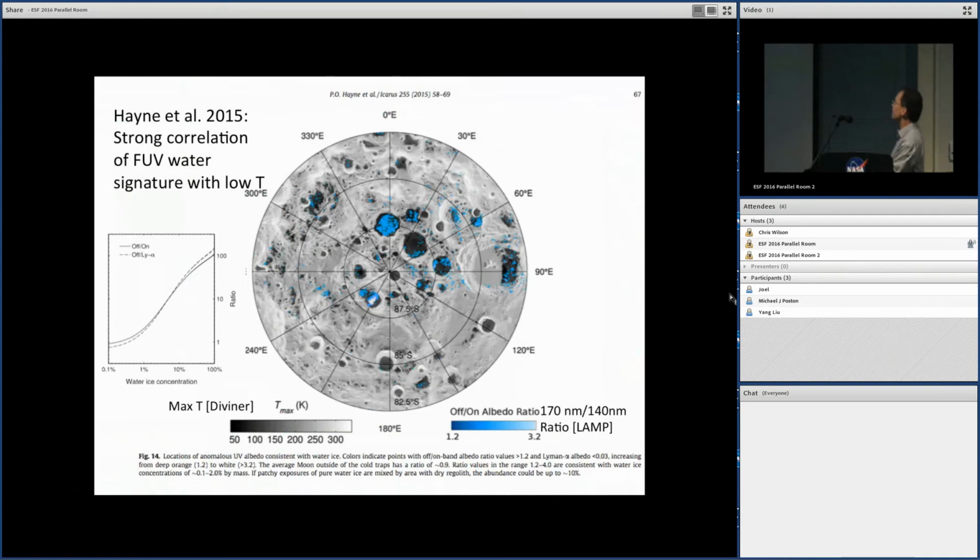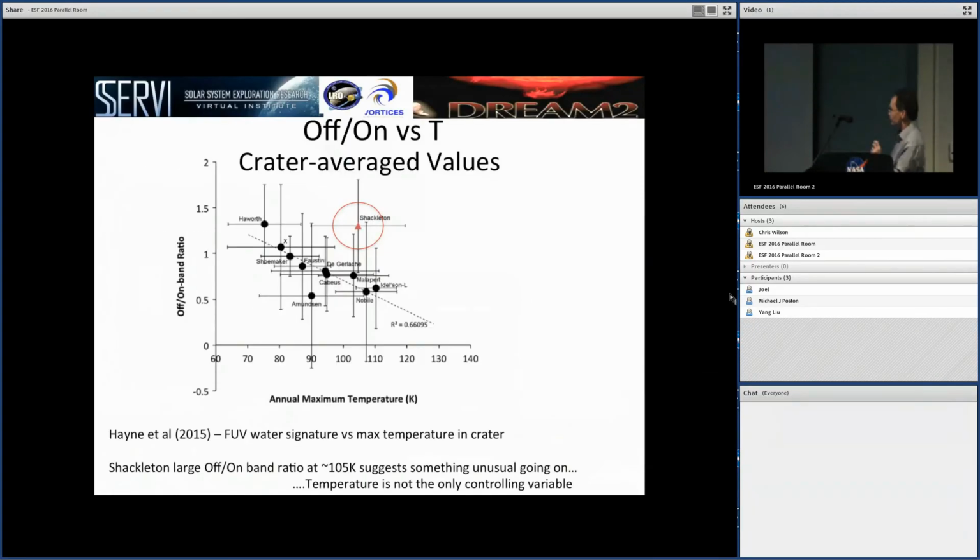And Paul Hayne last year actually had a great paper where he calculated and mapped these off and on bands within the polar craters and correlated them nicely. He found that you got higher values of these band ratios at lower temperatures. And of course, ratios around 2 or 3 or so are representative of 1 or 2% water mixed with the regolith.